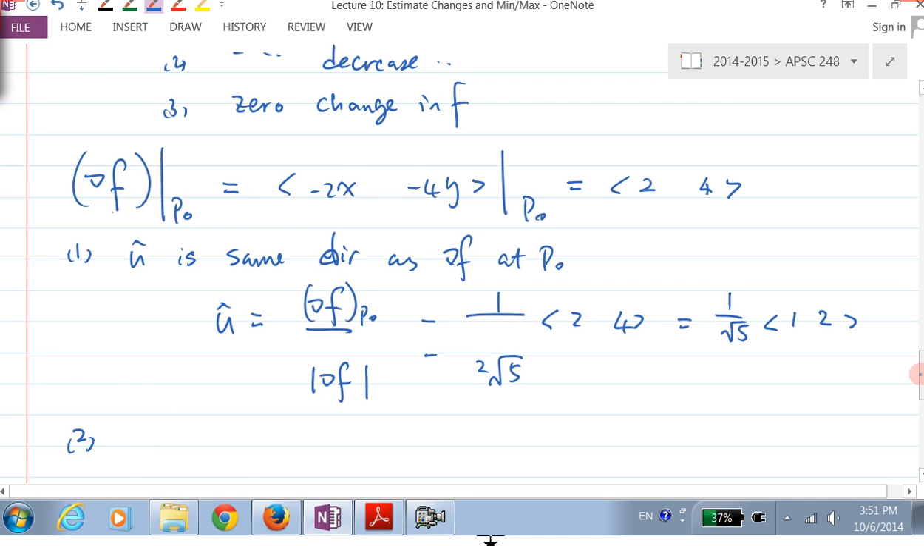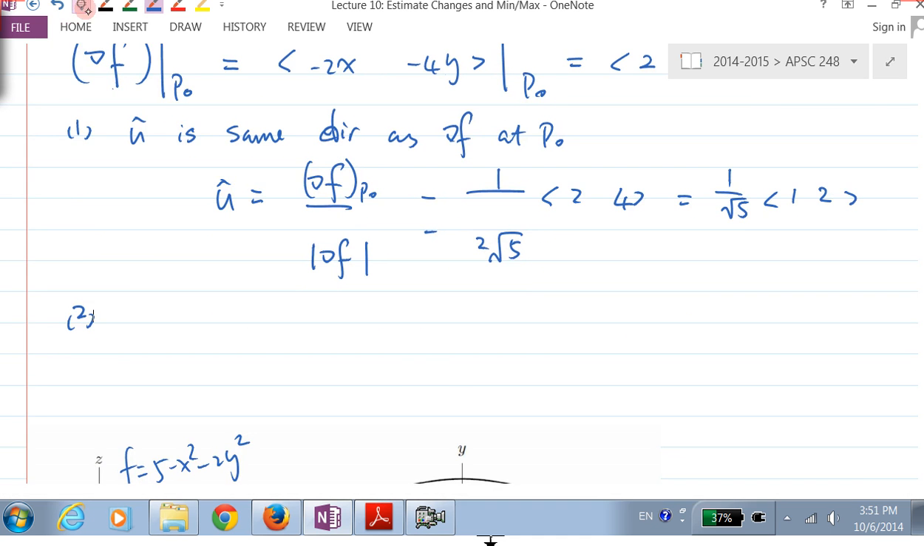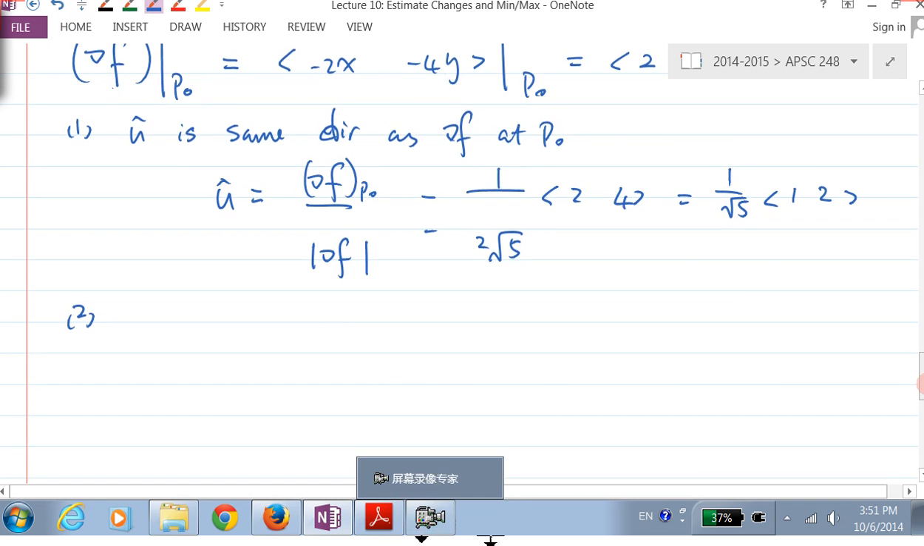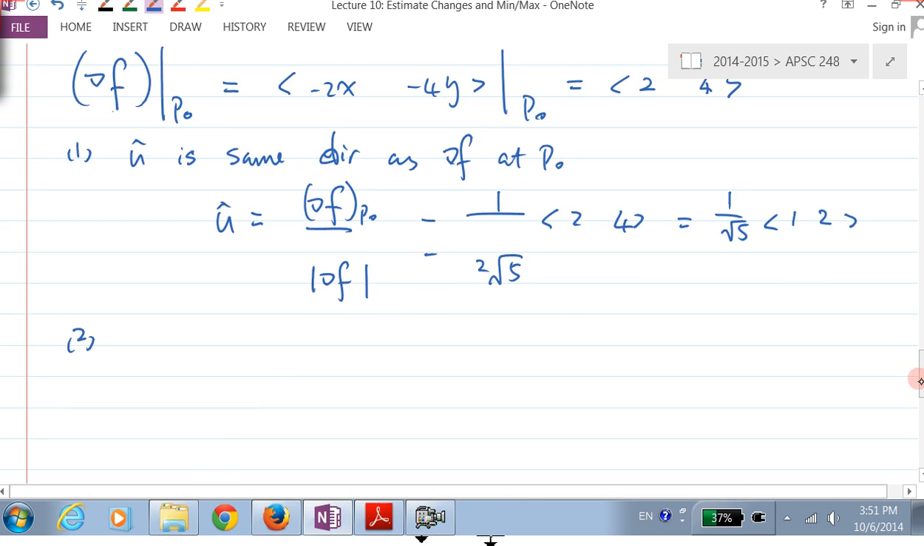Second one, the direction that results in the greatest decrease in function f. It's pretty easy. It's basically the negative of u hat. So the second answer is simply negative u hat.